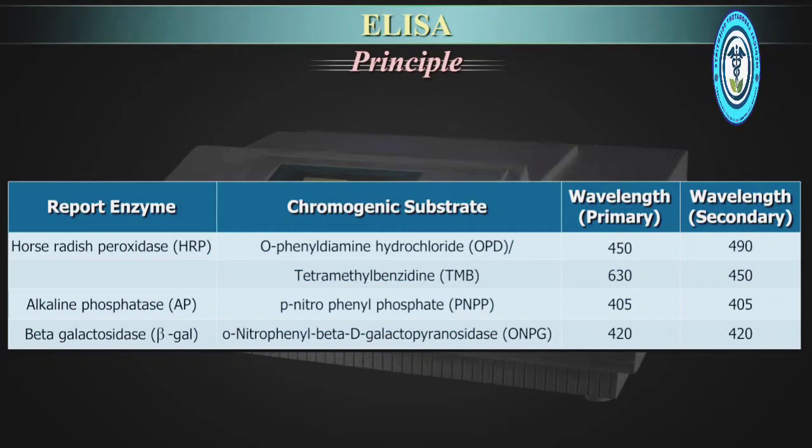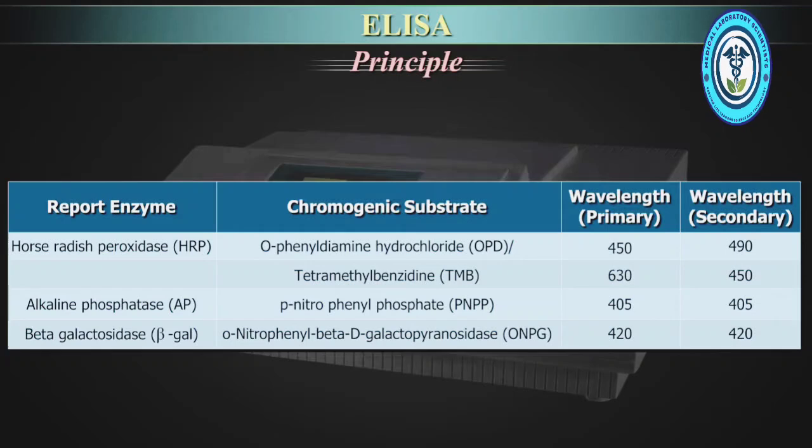When the chromogenic substrate is O-phenylenediamine hydrochloride, what we call OPD, it can have two wavelengths, the primary being 450 nanometers and the secondary wavelength being 490 nanometers. For the same reporter enzyme, HRP, when the chromogenic substrate is tetramethylbenzidine or TMB, the wavelengths there are 630 nanometers for primary and 450 for secondary wavelength.